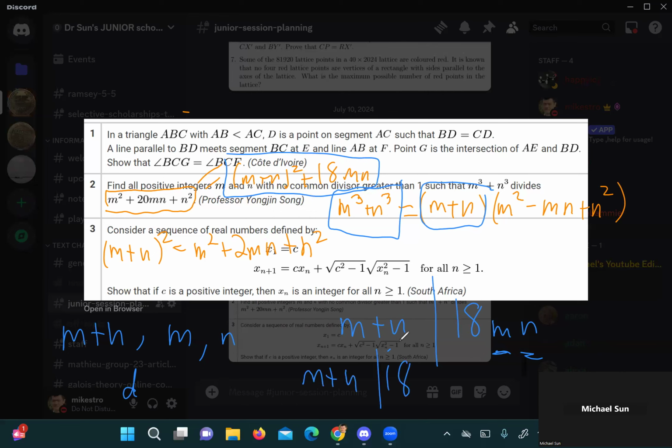Can you see that solves the problem? Because there's not many numbers that divide 18, right? 1, 2, 3, 6, 9, 18. So what are the factors of 18? 1, 2, 3, 6, 9, 18, yeah? So that's 6 cases for us to do. Okay, and m plus n can't be 1, right? Do you know why?